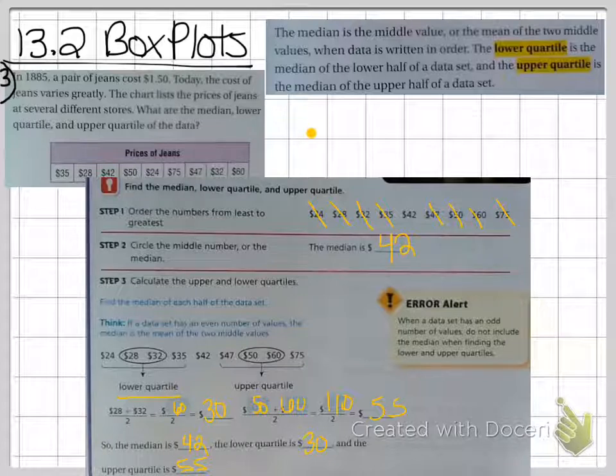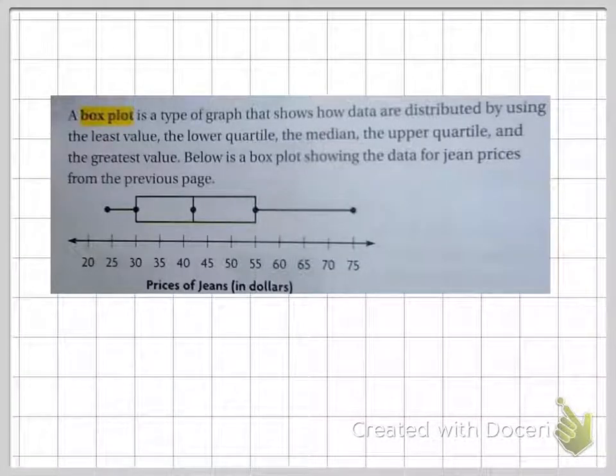Now we're going to use that information to work on creating box plots. A box plot is a type of graph that shows how data are distributed by using the least value, the lower quartile, the median, and the upper quartile, and the greatest value. Below is a box plot showing the data for jeans prices from the previous page.